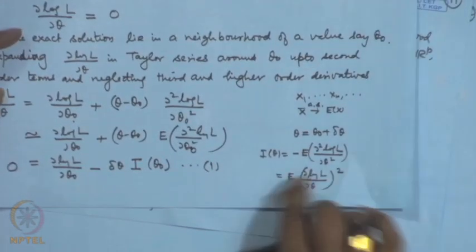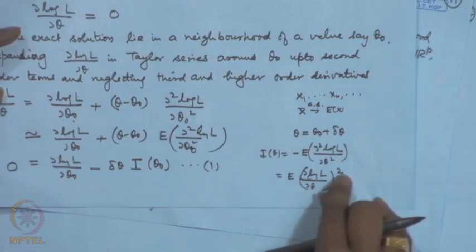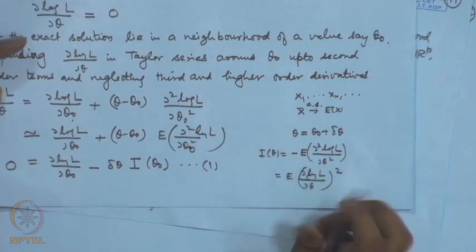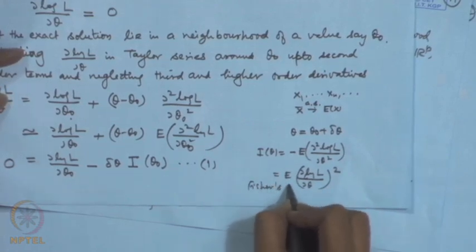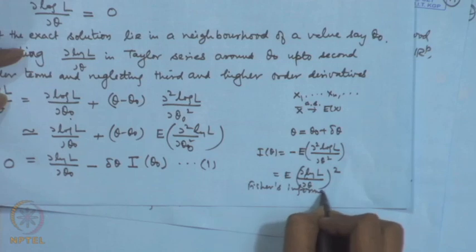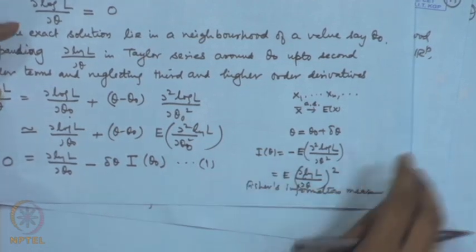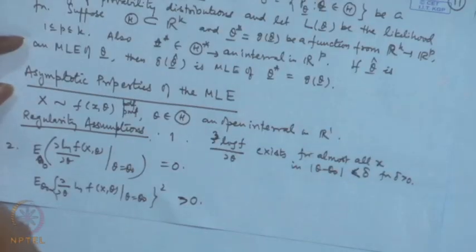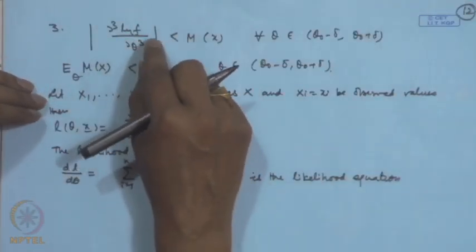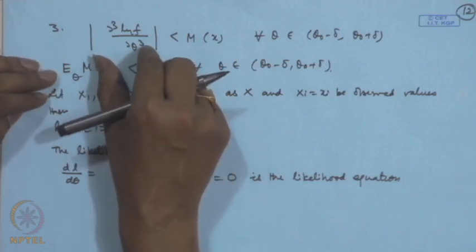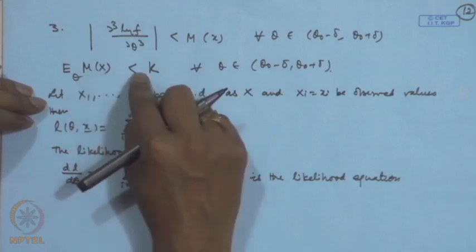If we look at this one, expectation of del log L by del theta whole square, this is called Fisher's information measure. We will talk more about it somewhat later. Third assumption is that the third order derivative is bounded by an integrable function.